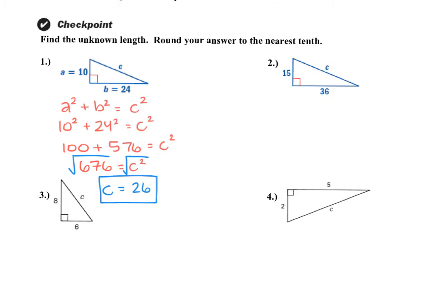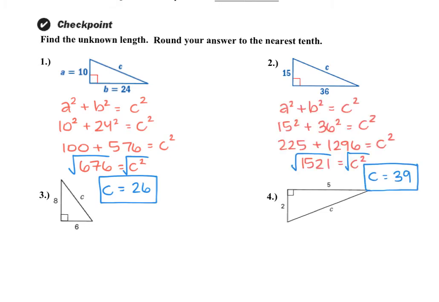All right, why don't you pause the video right now and try number 2. When you feel ready to check your answer, press play again. All right, go ahead and check your answer with mine. This one also came out as a perfect square, so your answer is just C equals 39.